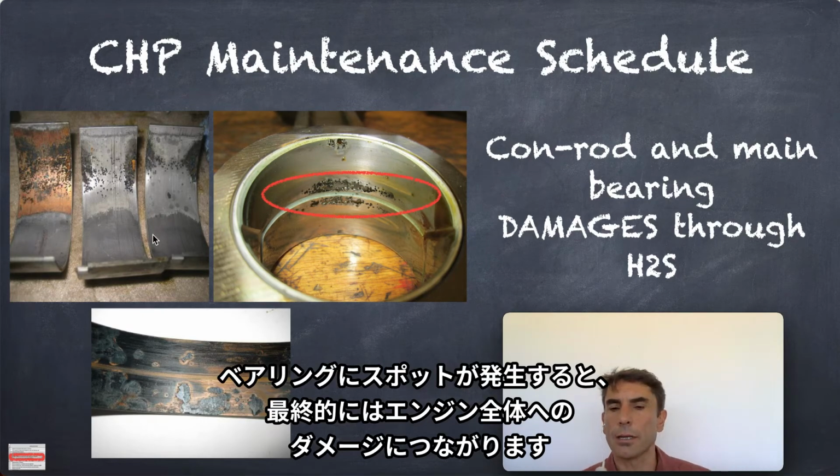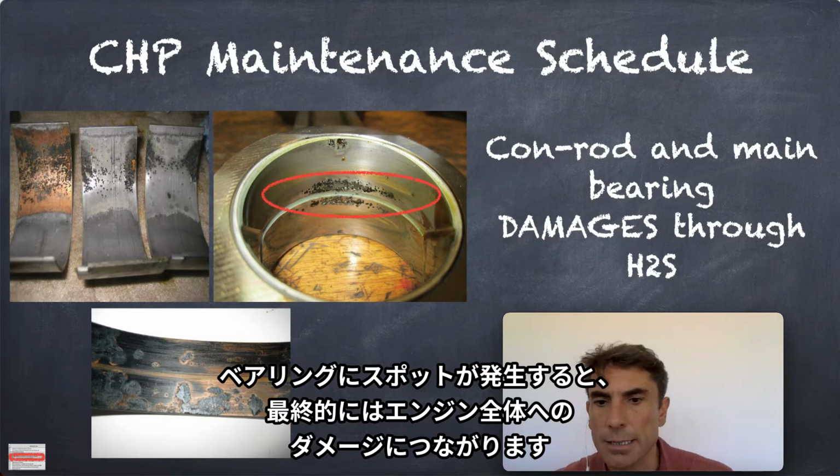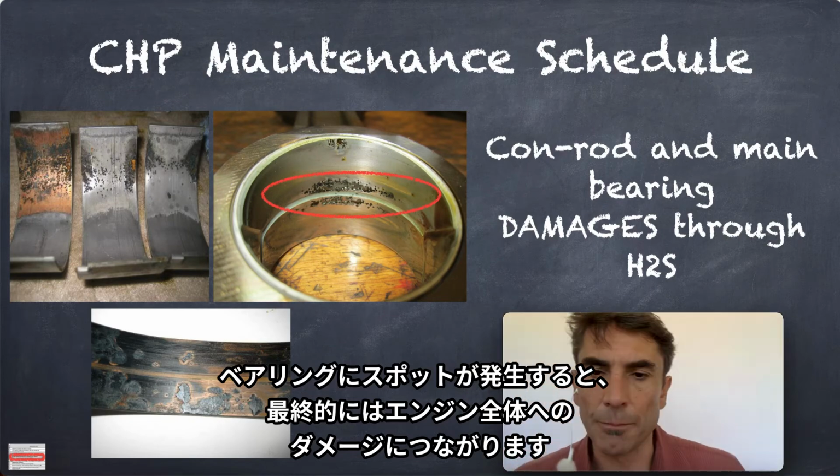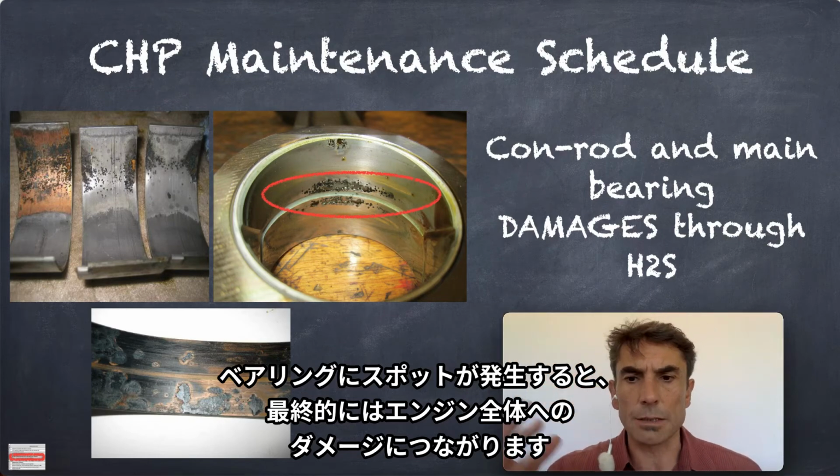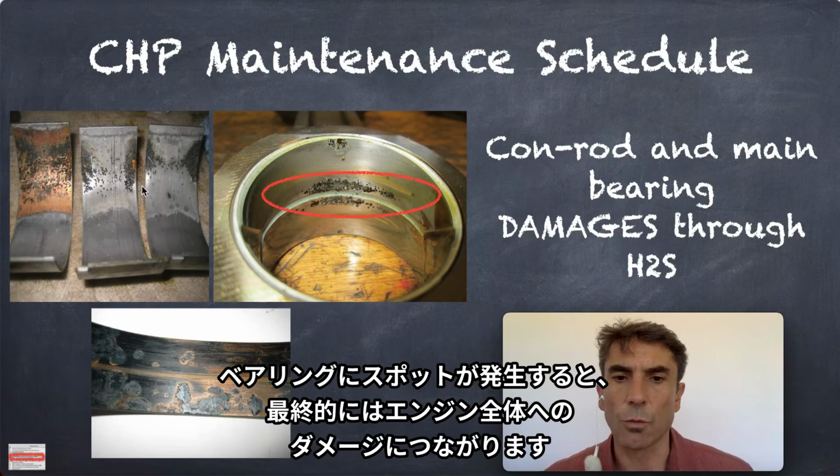So then at the end of the day, the bearing gets damaged, and if the bearing gets damaged, we can get damages on the crankshaft and on all other Conrad parts in the engine, and at the end of the day it can cause an engine damage, because if the bearing is gone, the engine cannot work properly anymore.